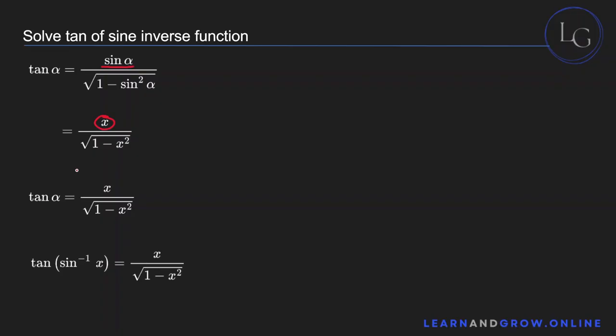And now, since tan of alpha is equal to x over under root 1 minus x squared, tan of sine inverse of x is also equal to x over under root 1 minus x squared, because alpha, as we said initially, was equal to sine inverse of x. So now you've proven the original equation.